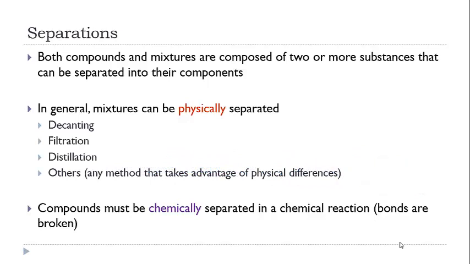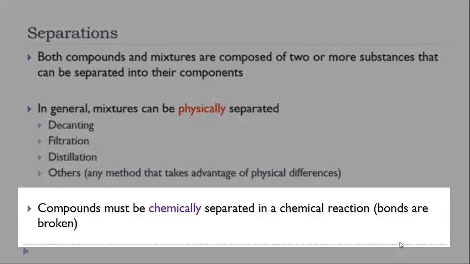For example, you might use a sieve to separate particles, for instance rocks, by their size. You can use a magnet to separate magnetic components from non-magnetic. You can evaporate. This would be based on how easy it is to evaporate something. So if you have something that's difficult to evaporate, something that's easy, you can separate them that way. Chromatography is a method based on the polarity of the substances. So any method that takes advantage of physical differences can be used to physically separate a mixture.